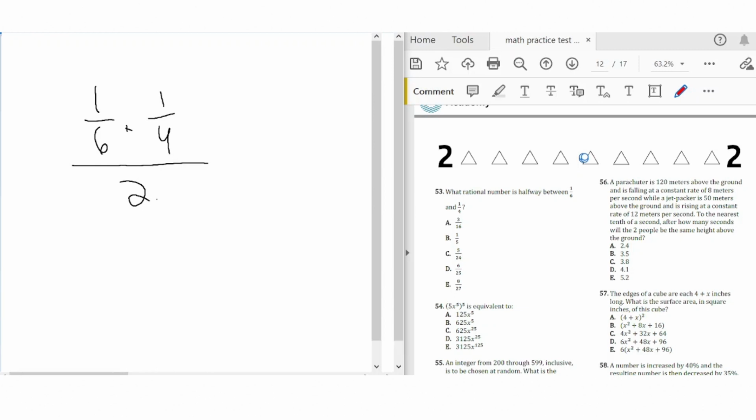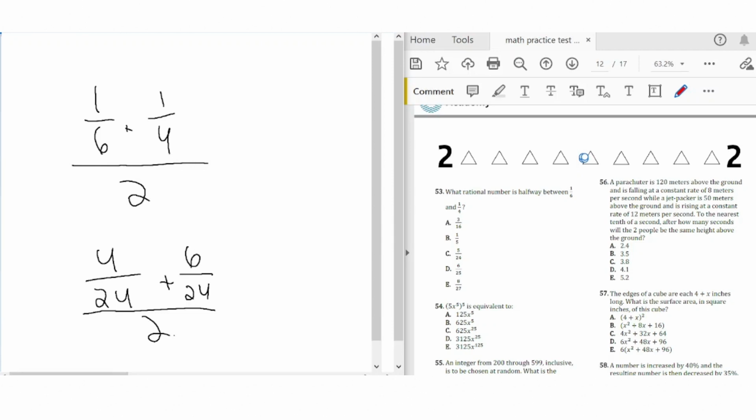So if you want to do this by hand, you have to get the fractions to a common denominator. You can multiply by 6 and 4, so you could do 4/24 plus 6/24, divided by 2. You also could have used 12 as a denominator, but this was the first one I thought of.